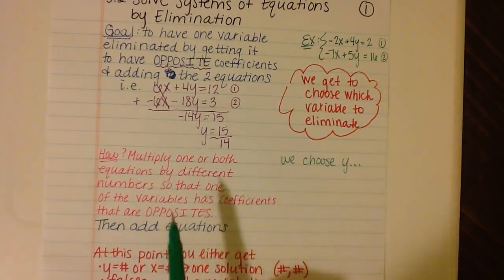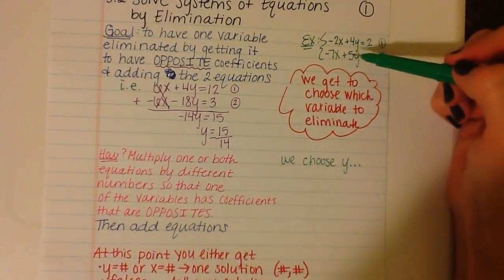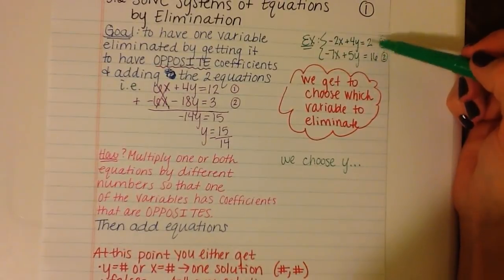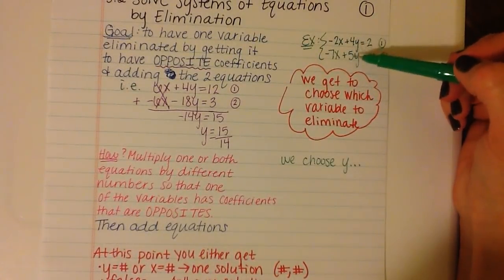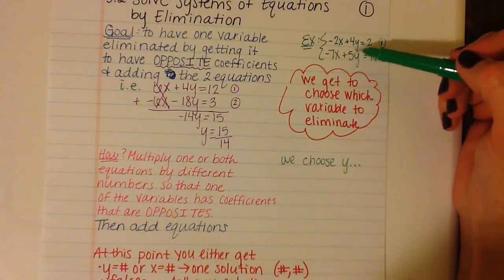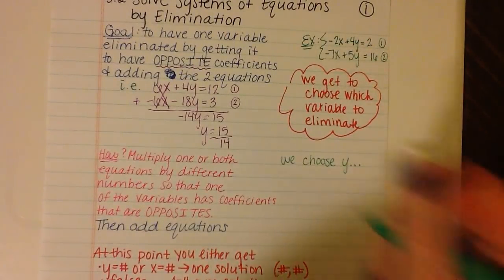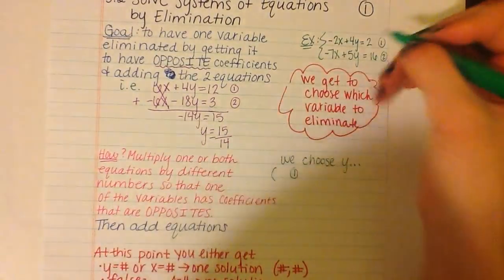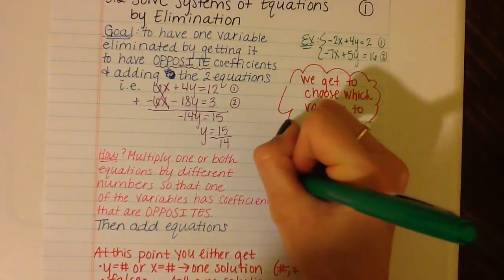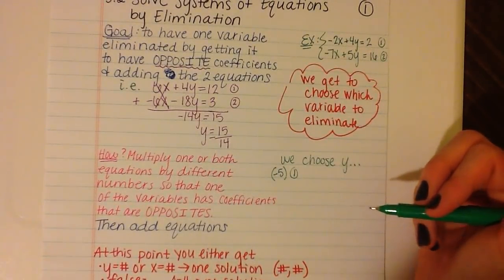Okay, so now this is where we're going to multiply one or both equations by different numbers. So if we're going to eliminate the y, we have to eliminate 4y and 5y. So we have to find their common multiple, which let's do 20, and they have to be opposite, so one has to be positive, one has to be negative. So let's take our first equation, and we're going to multiply that. To get negative 20, we have to multiply it by negative 5. And you multiply the whole equation by negative 5.